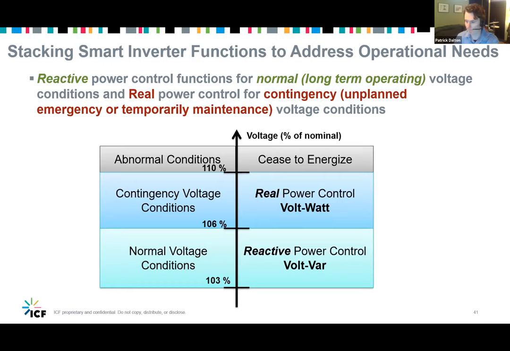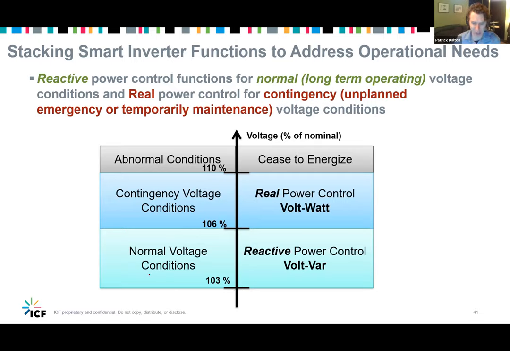Okay, and then thinking about how we combine these different functions. We talked about volt-watt and volt-var, and there's actually a question which is more popular, volt-watt versus volt-var. Well, they can actually be stacked on top of each other, and this is what I'm recommending to be considered as an initial approach, at least: volt-var makes a pretty good default function for normal voltage conditions. We're illustrating this on the screen by 103% voltage to 106% voltage. We'll loosely call that normal. I know that that's in slight conflict with our previous definition of normal voltage that went up to 110%, but we're using it in a little bit of a different sense here.